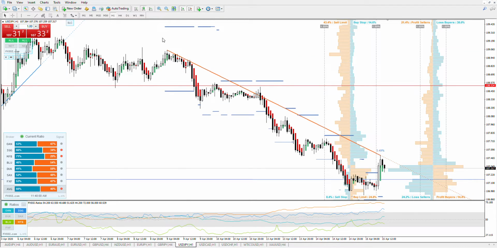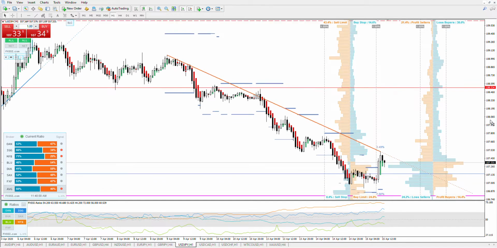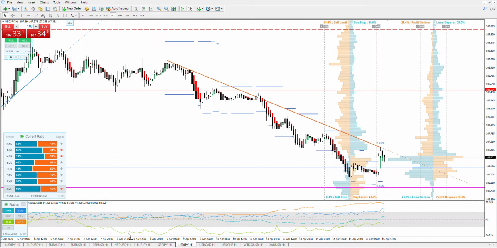Dollar yen, currently a sell, 60%, and they're going long, as you can see. So keep an eye on this. This is the dynamic, this is the static, and you want the two to agree. And it looks like they are, and we've got a nice resistance. And you can see on the spreadsheet where your stop loss clusters are too.